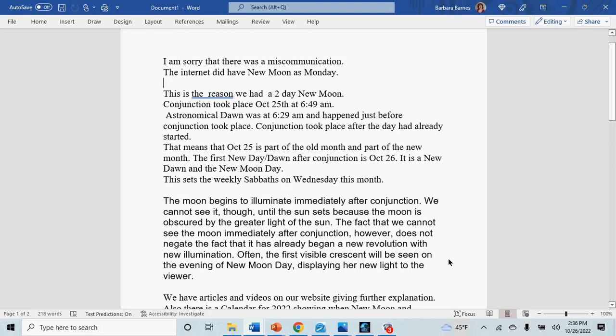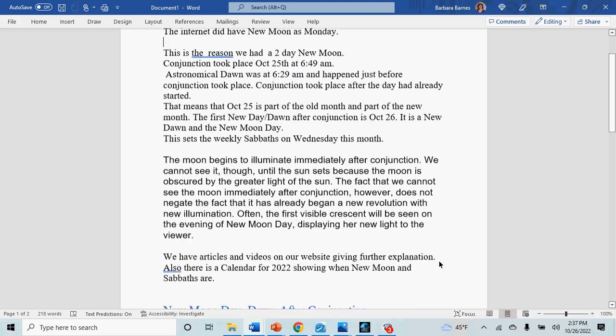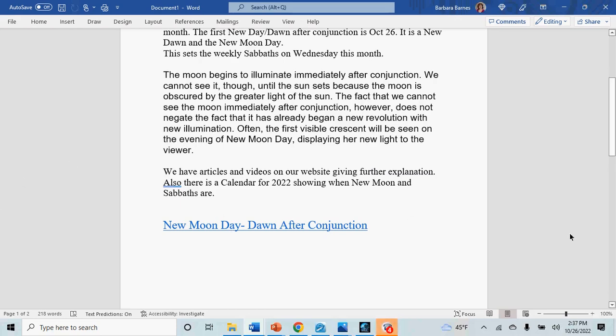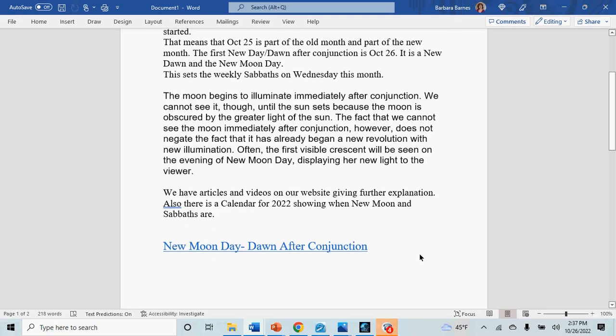The moon begins to illuminate immediately after conjunction, and we cannot see it until the sun sets, because the moon is obscured by the greater light of the sun. The fact that we cannot see the moon immediately after conjunction does not negate the fact that it has already begun a new revolution with new illumination. Often the first visible crescent will be seen on the evening of new moon day, displaying her new light to the viewer. And then we did have a whole video. We did a new moon day dawn after conjunction.